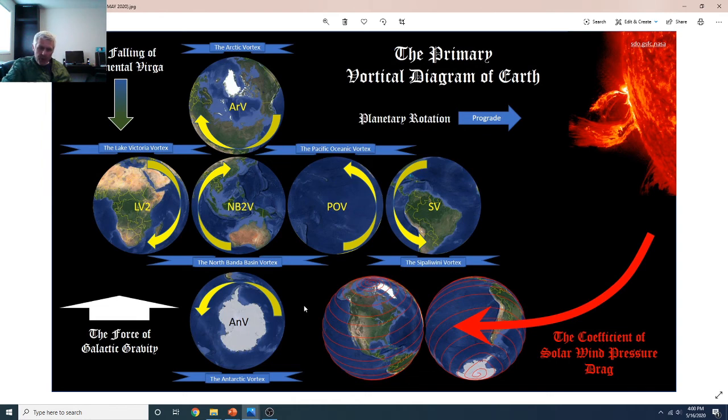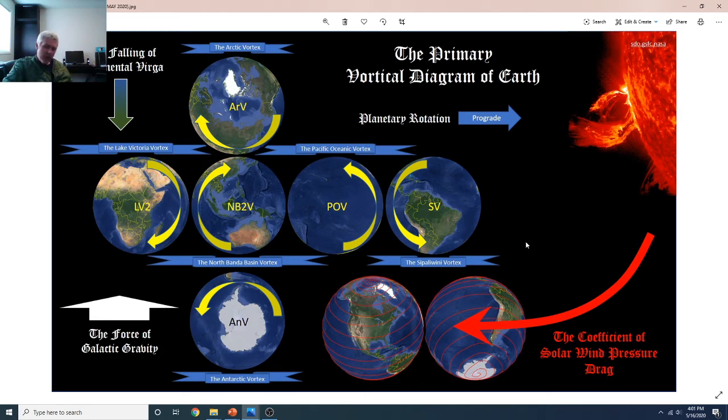And then here you have two more Earths. And basically you have the coefficient of solar wind pressure drag. So the solar wind pressure is basically blowing the continents. It's not really blowing them, it's dragging them, slowing them down from rotating at the same rate that the planet rotates, which means that they're basically moving westward. So that's why we have westward activity in our continents as we look upon the Earth.